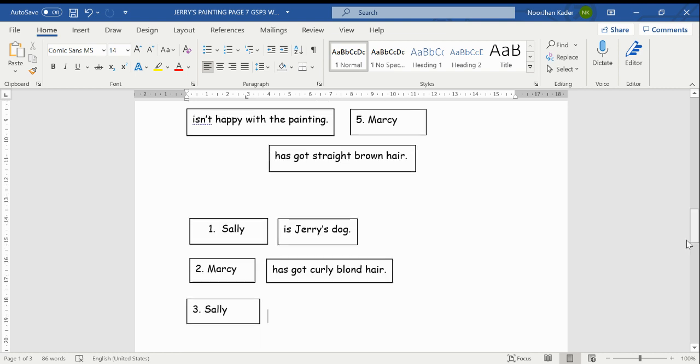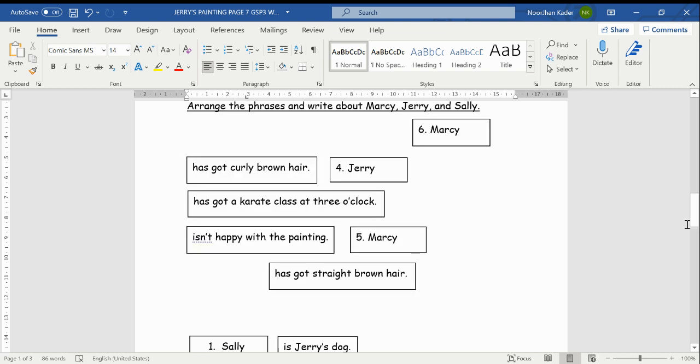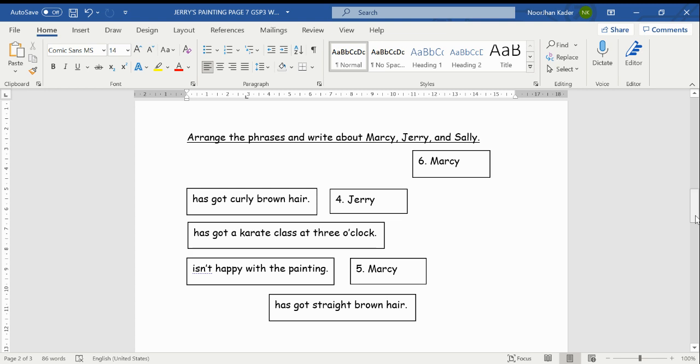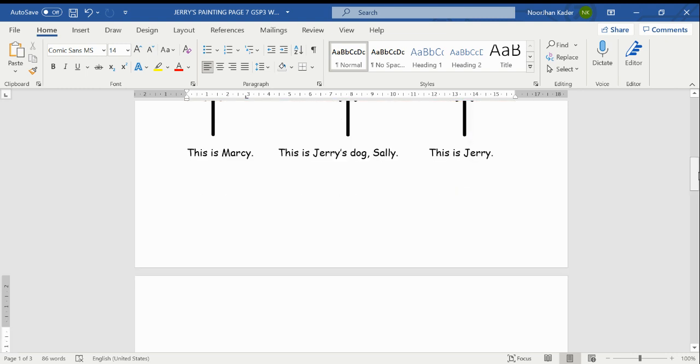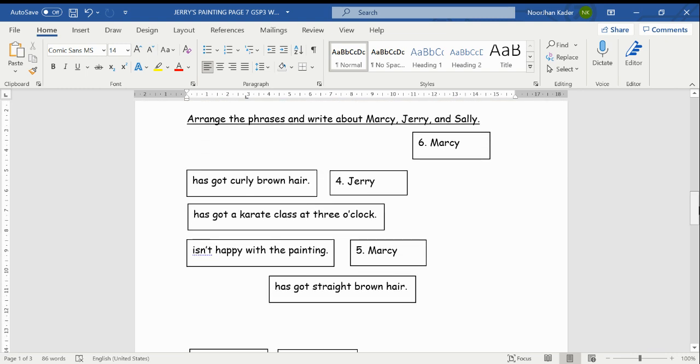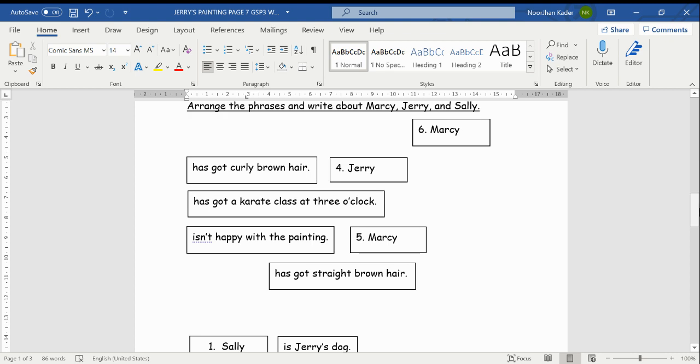So we are writing about Sally again. We are writing about Jerry's dog again. What can you see here? You can see that Sally, Jerry's dog, has also got curly hair, same as Marcy. But Sally's hair color is brown. Let's find whether there is any phrase which is actually saying this to us.